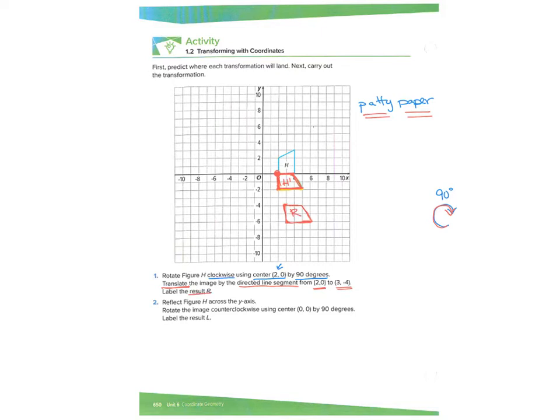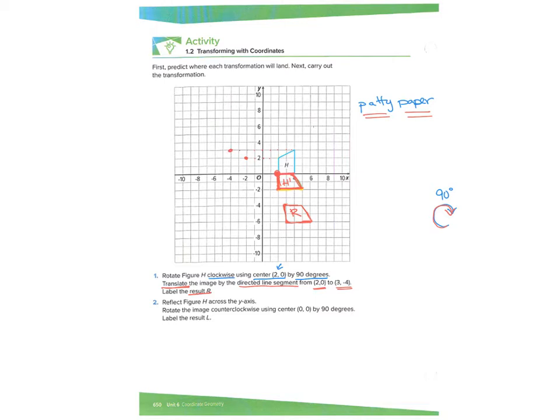So then let's take a look at reflecting figure H. Notice we're going back to the blue one across the y-axis. So again, you could do this with patty paper, but I actually do this without myself. It's 2 units to the right of the y-axis. So this is going to move this 2 units to the left. This is 1, 2, 3, 4 units from the y-axis. So 1, 2, 3, 4 units from the y-axis.